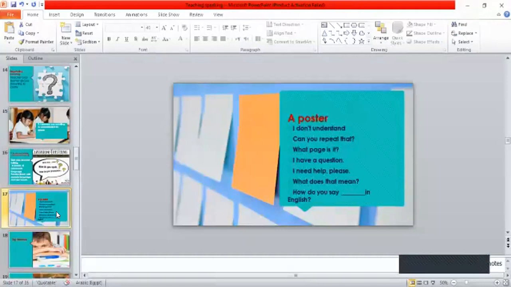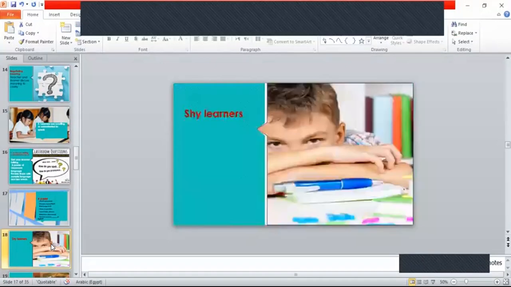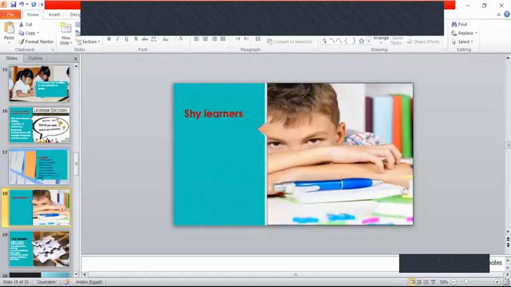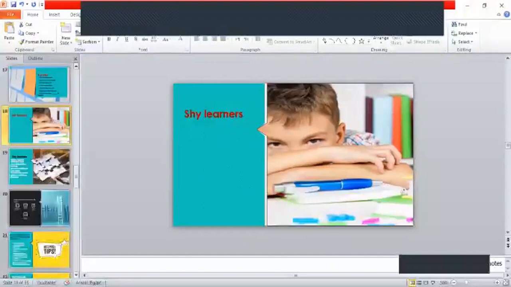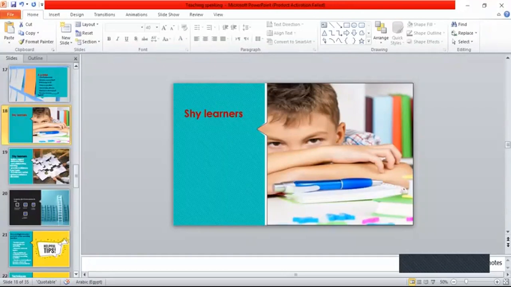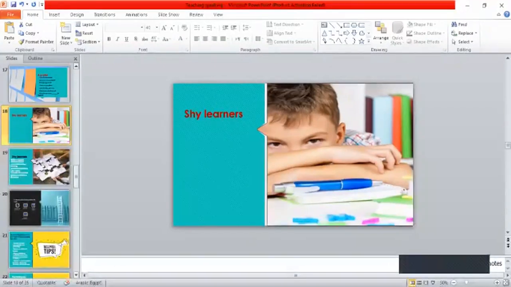Okay? Let's move to another challenge, which is the shy learners. Some of them, in fact, are clever and good at English, but they don't have the courage or the confidence to stand up and speak in front of their friends or colleagues in the classroom. How can I deal with these students and give them the confidence to speak?